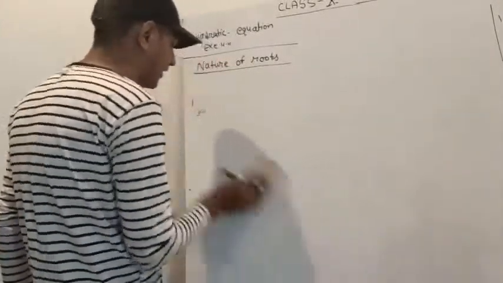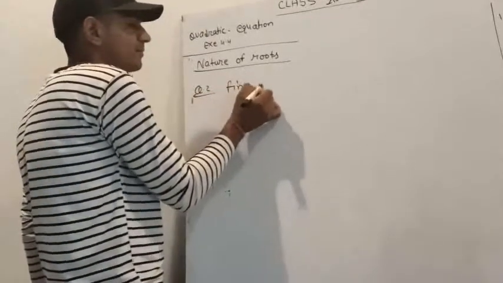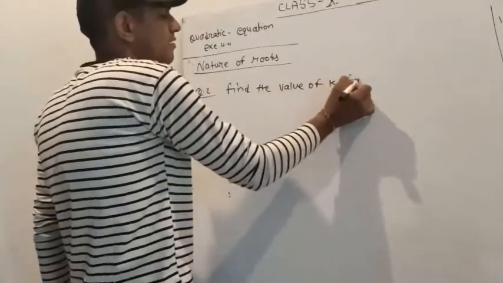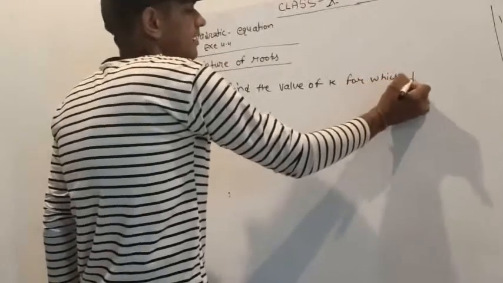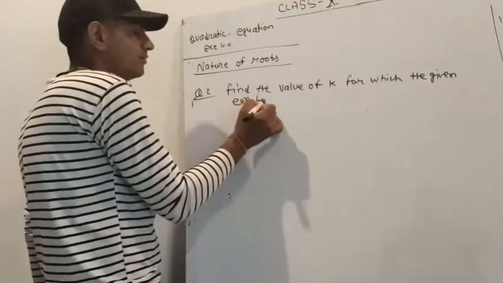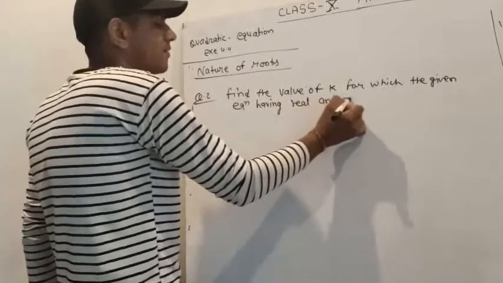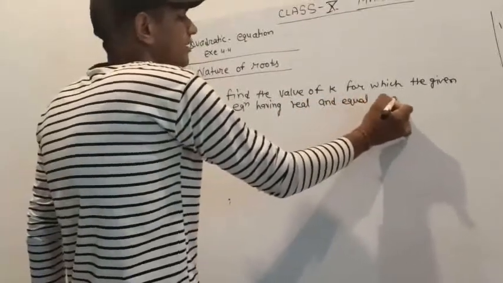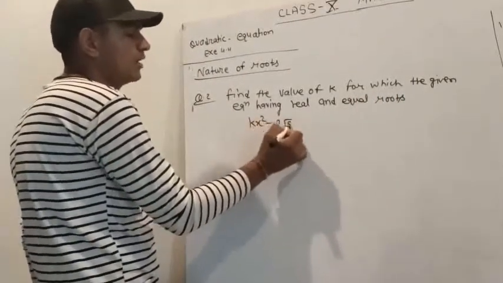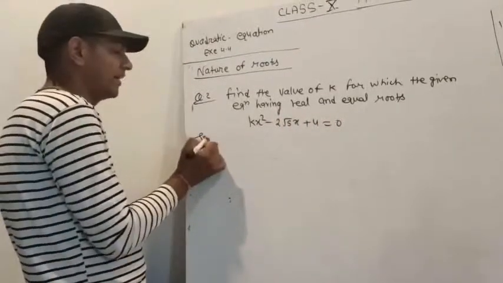In the second question, how will we find an unknown value? Question number two: find the value of k for which the given equation kx square minus 2 under root 5 x plus 4 equals 0 has real and equal roots. So how will we find the value of k?